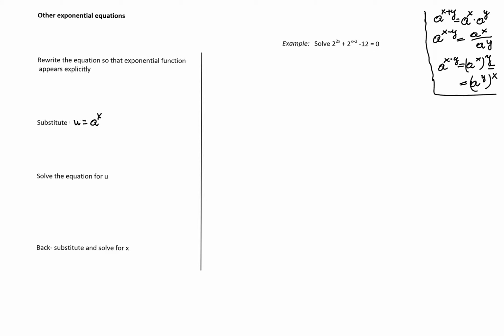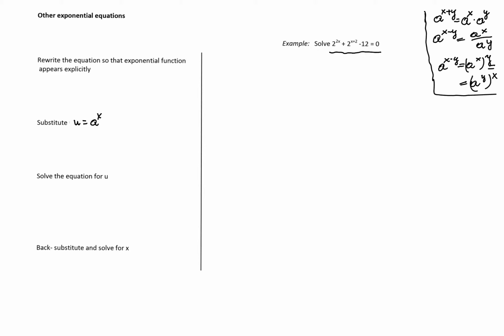We want to solve here the equation 2 to the power 2x plus 2 to the power x plus 2 minus 12 is equal to 0. This is an exponential equation because the variable appears only in the exponent place. However, it is not the equation of the form we discussed earlier. It is not in the form exponent equals number or exponent equals exponent.